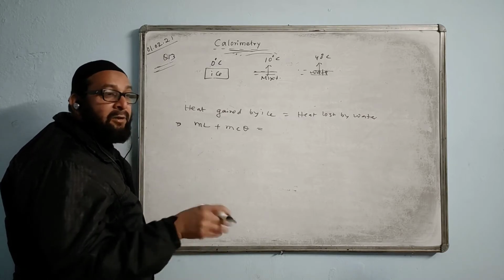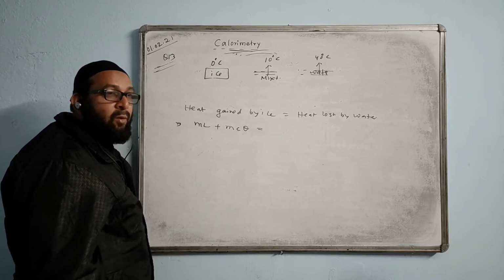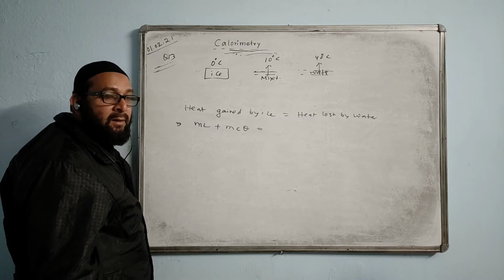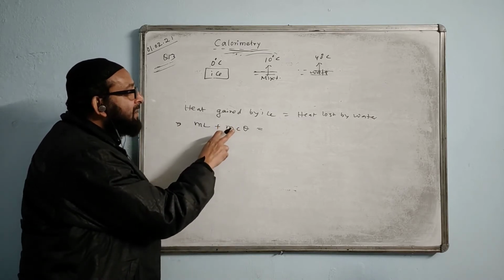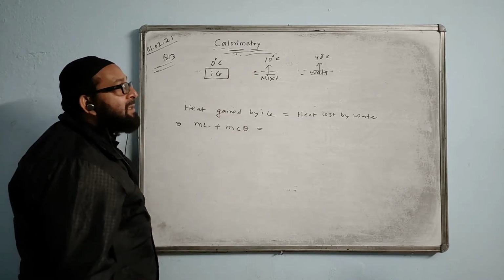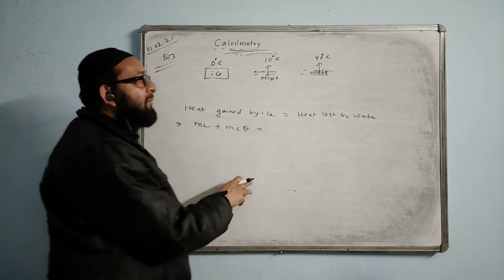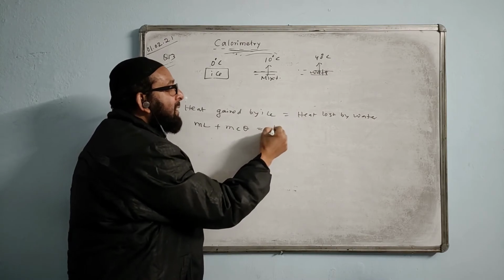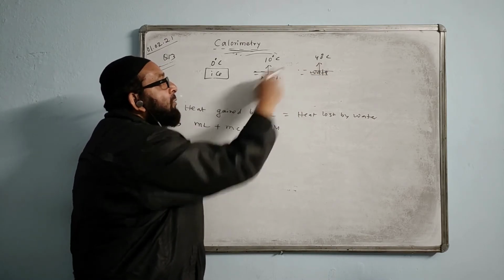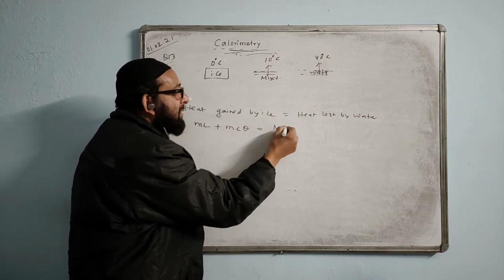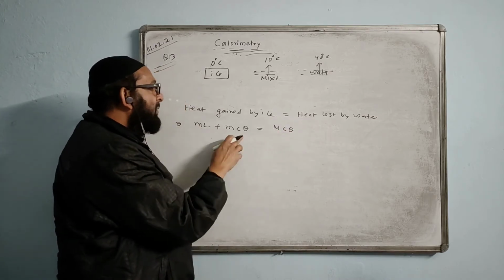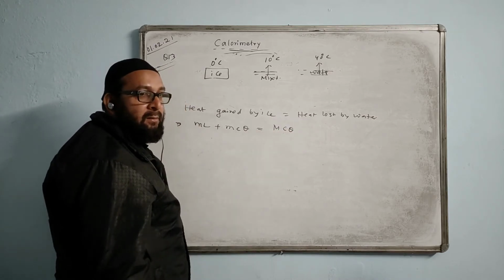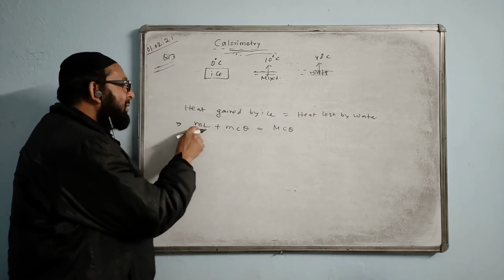First ice is melting into water, forming water at 0 degrees Celsius, and the temperature of water is increasing from 0 to 10. On the other side, which formula? Only mc theta, because water remains water, only the temperature is changing. One side with a small letter we write, other side with a capital letter. And find the unknown: the mass of the ice is unknown.